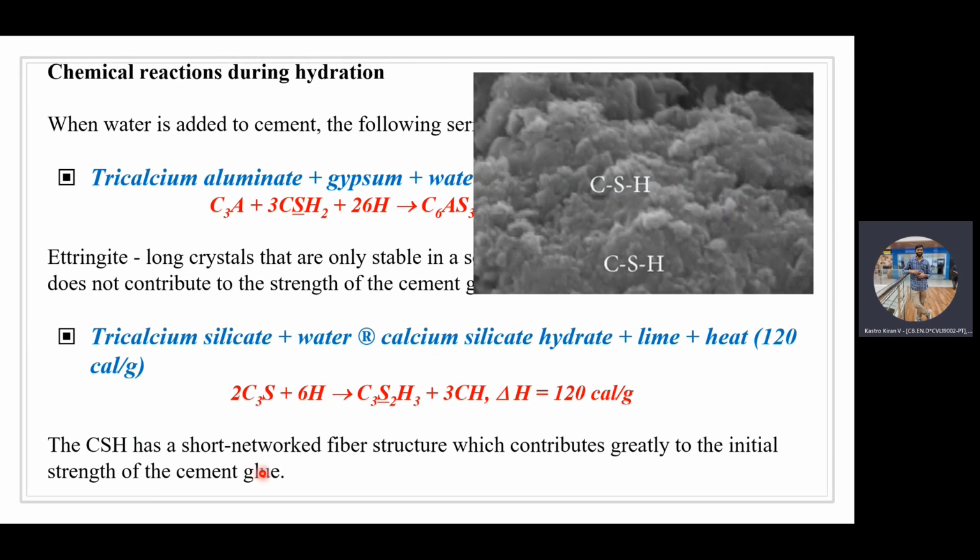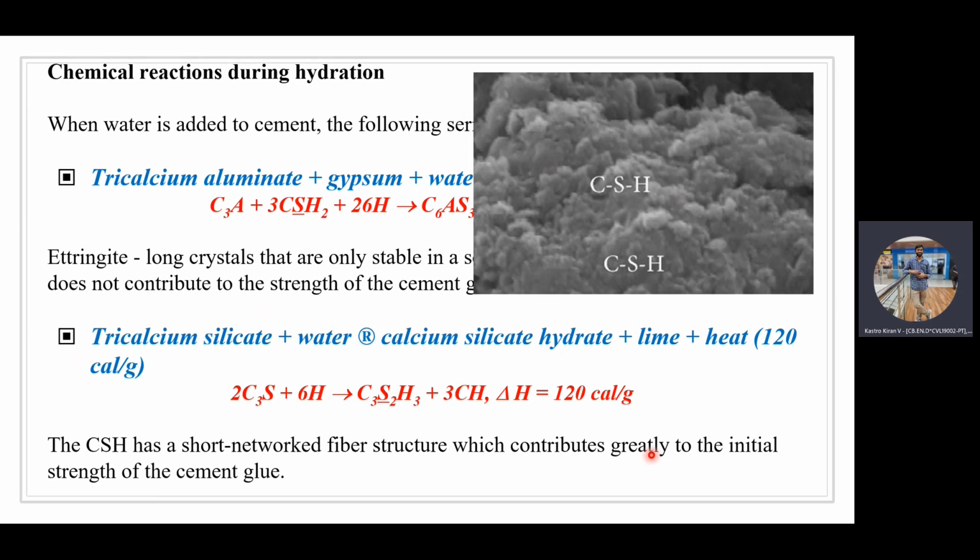Now, this CSH, as I was telling, is an amorphous fiber structure, like a sponge. You can see it in a more detailed representation in this figure here. It looks like a sponge actually. So the CSH will be like a short networked fiber structure which contributes much greater to the initial strength of the cement and the concrete. Whatever strength you are getting is majorly because of the CSH compound.